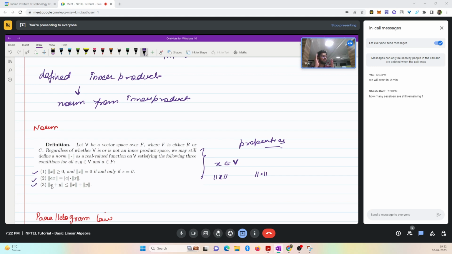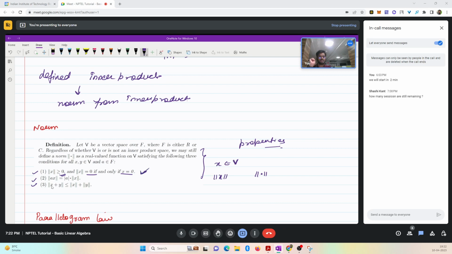First one is that it should be always greater than or equal to 0. You think very intuitively. So if you have length of anything, the length should always be greater than or equal to 0. And it is 0 only if your vector is 0 itself. This is the first property of a norm.